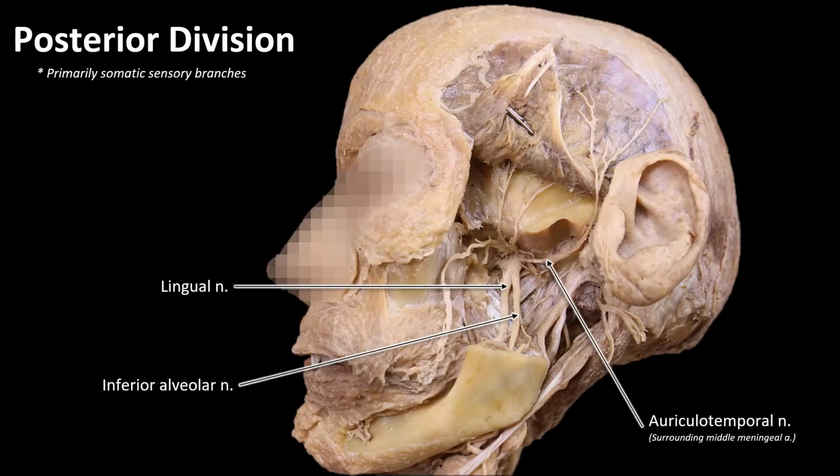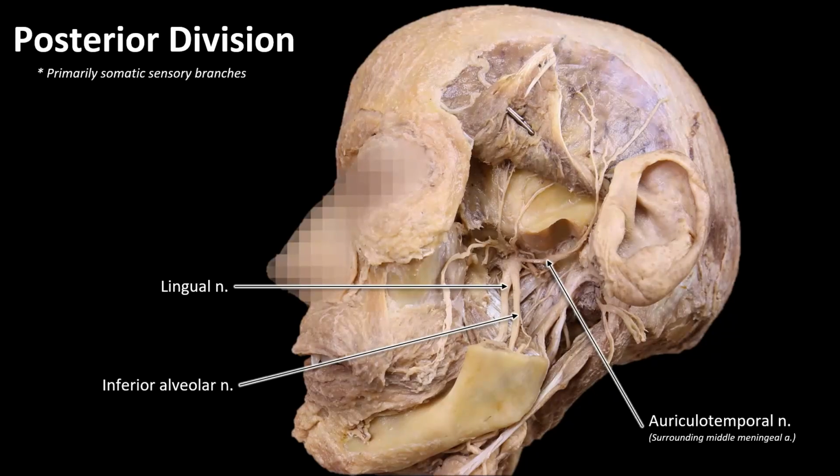All right, the posterior division is where we find most of the somatic sensory fibers for V3. These branch off in named nerves, so these are still descriptive for where they're headed, but they're not named for one single structure like the motor nerves.